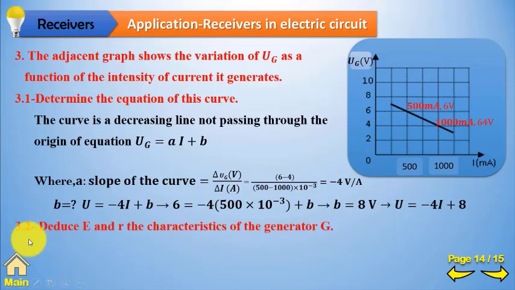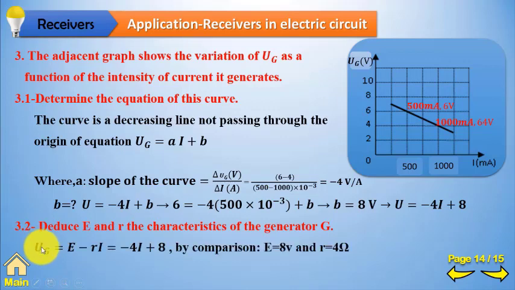Now we need to deduce E and R, the characteristics of the generator G. The voltage across the generator is equal to E minus RI, applying Ohm's law of a generator. By comparing this formula to the formula obtained in the previous part, we can notice that the electromotive force of the generator is equal to 8 volts and the internal resistance of the generator is equal to 4 ohms.